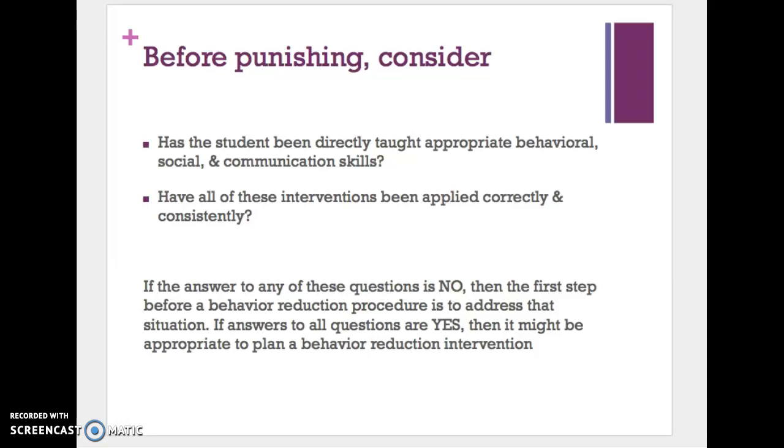And lastly, have all the interventions been applied correctly and consistently? We need to think about the fidelity of the intervention program. Have we followed through with everything that needs to be followed through with? If the answer to any of these questions is no, then the first step before a behavior reduction procedure is to address the situation. If all answers to all of these questions is yes, then it might be appropriate to plan a behavior reduction intervention. In this class, when we're going through our IBCP, you should be able to answer all of these questions with yes throughout our project.